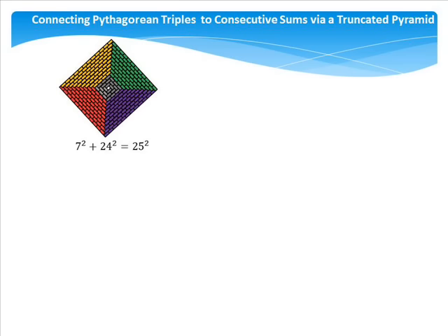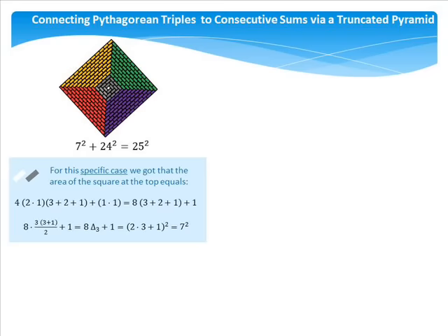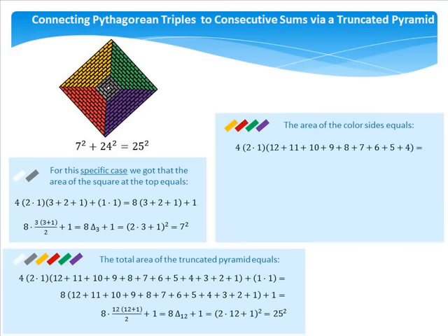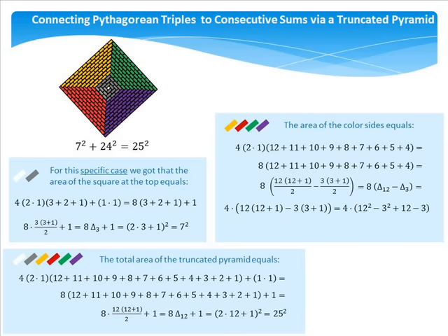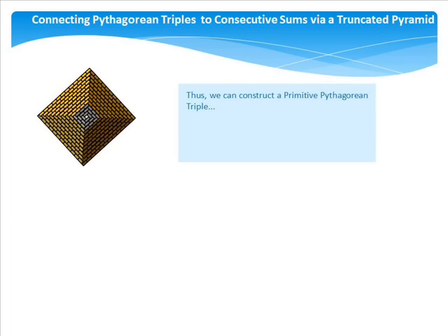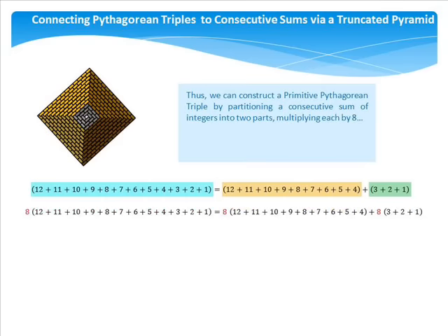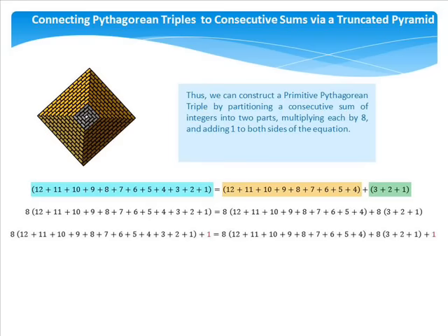For this specific case, we got that the area of the square at the top equals 7 squared, while the total area of the truncated pyramid equals 25 squared, and the area of the colored sides equals 24 squared. Thus, we can construct a primitive Pythagorean triple by partitioning a consecutive sum of integers into two parts, multiplying each by 8 and adding 1 to both sides of the equation.